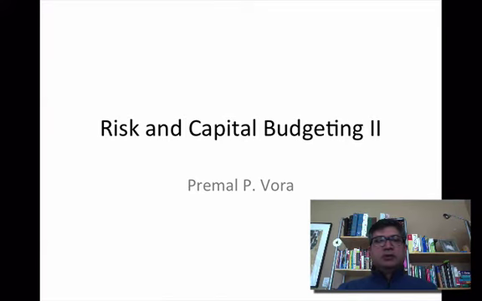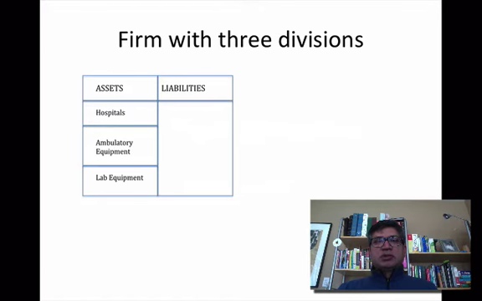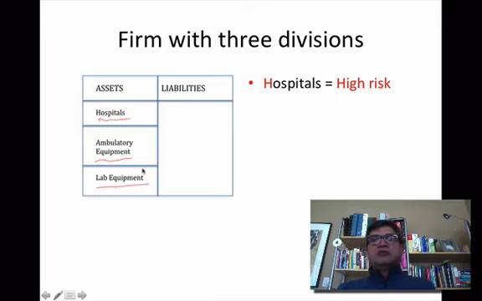Hi, welcome back. This is the second part of my lecture on risk and capital budgeting. Suppose you have a company with three divisions. The company is engaged in the healthcare industry and it has a hospitals division, ambulatory equipment division, and a lab equipment division. Now, you can view the three divisions in the following way.